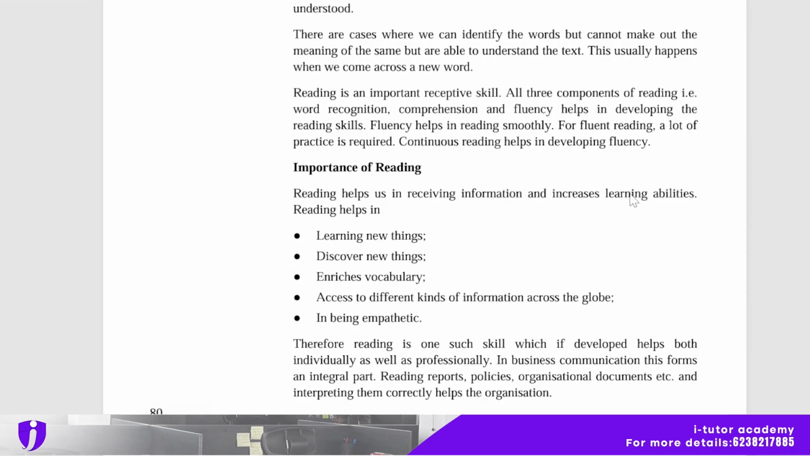And reading is an important receptive skill, and all three components of reading, word recognition, comprehension and fluency, help in developing this reading skill. Fluency helps in reading smoothly. For fluent reading, a lot of practice is required. Continuous reading helps in developing fluency.